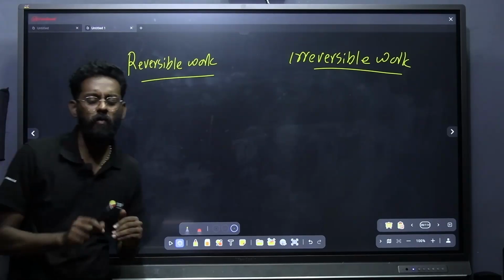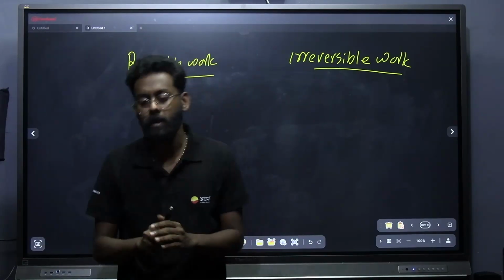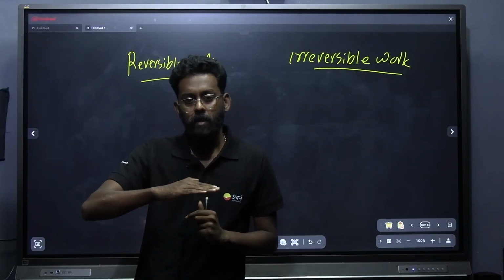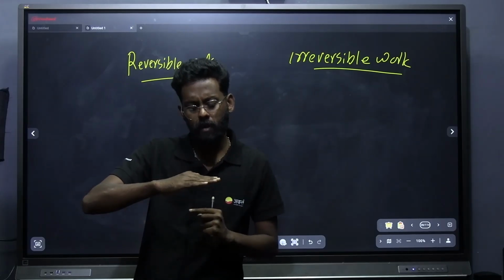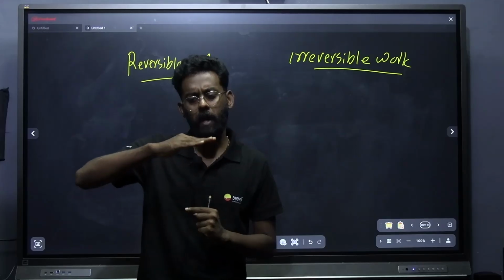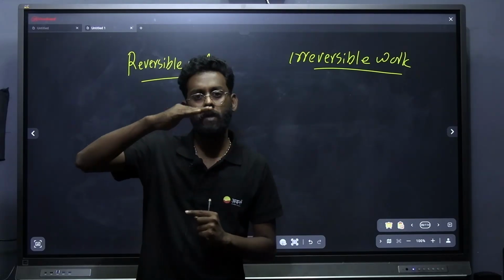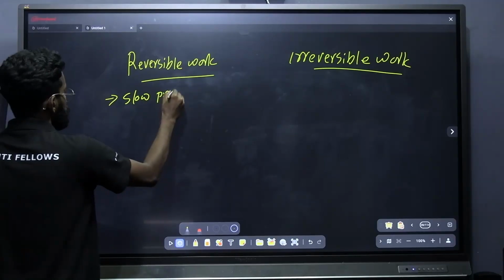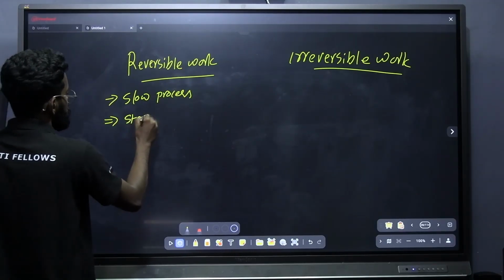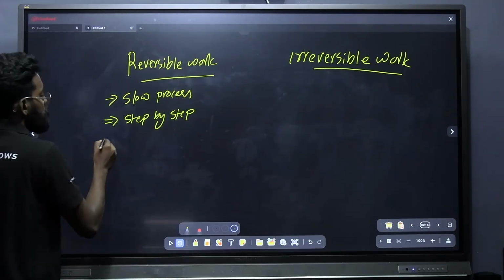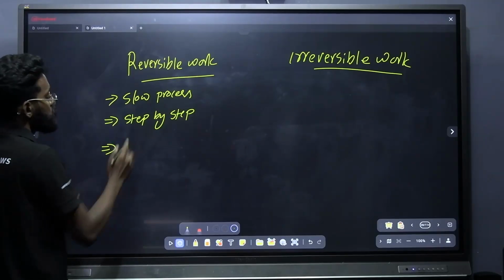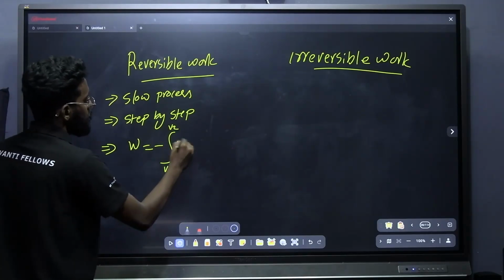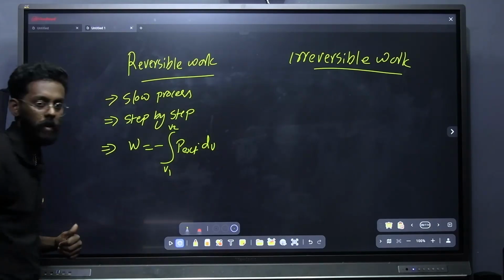Reversible work means I am doing the work very slowly. If I am expanding a gas, first I will decrease the pressure, then the volume will increase, then again decrease the pressure, the volume will increase, step by step, multi-step. If I am doing an expansion like that, that is a reversible process. It is a slow process, a step by step process. And for reversible work, the calculation of work done is clearly matching our general expression, the integral from V1 to V2 of P external dV. That is reversible work.